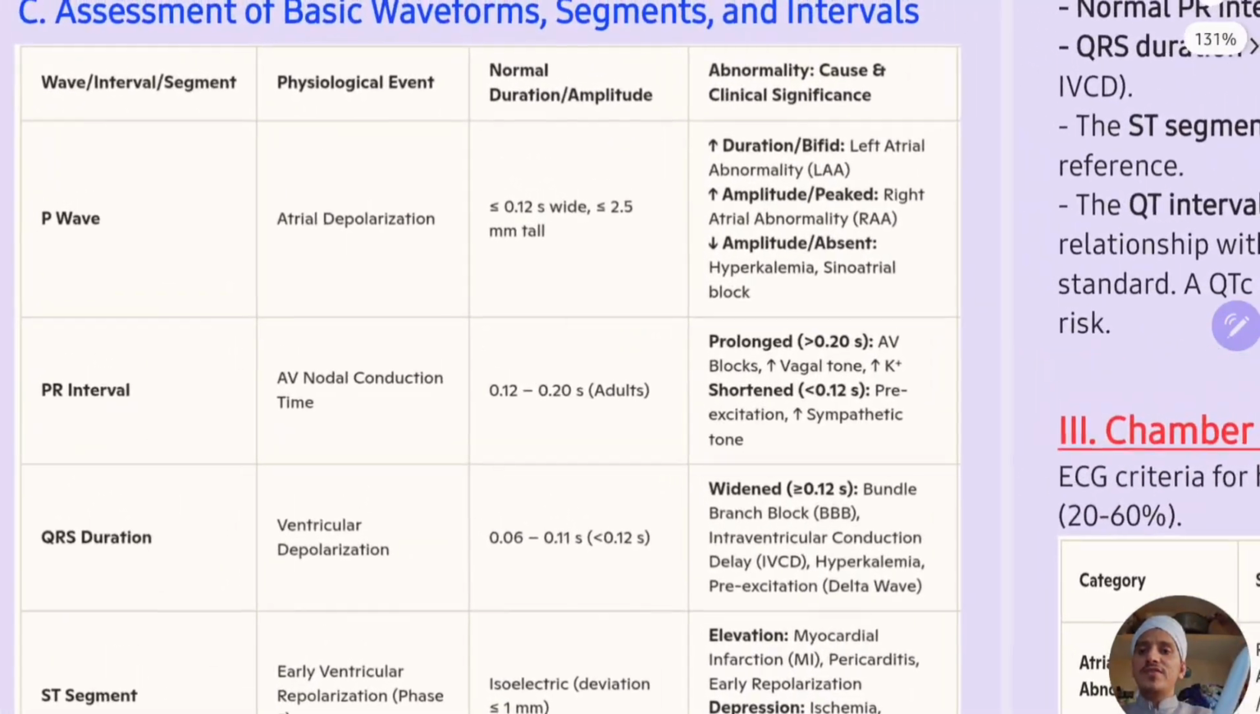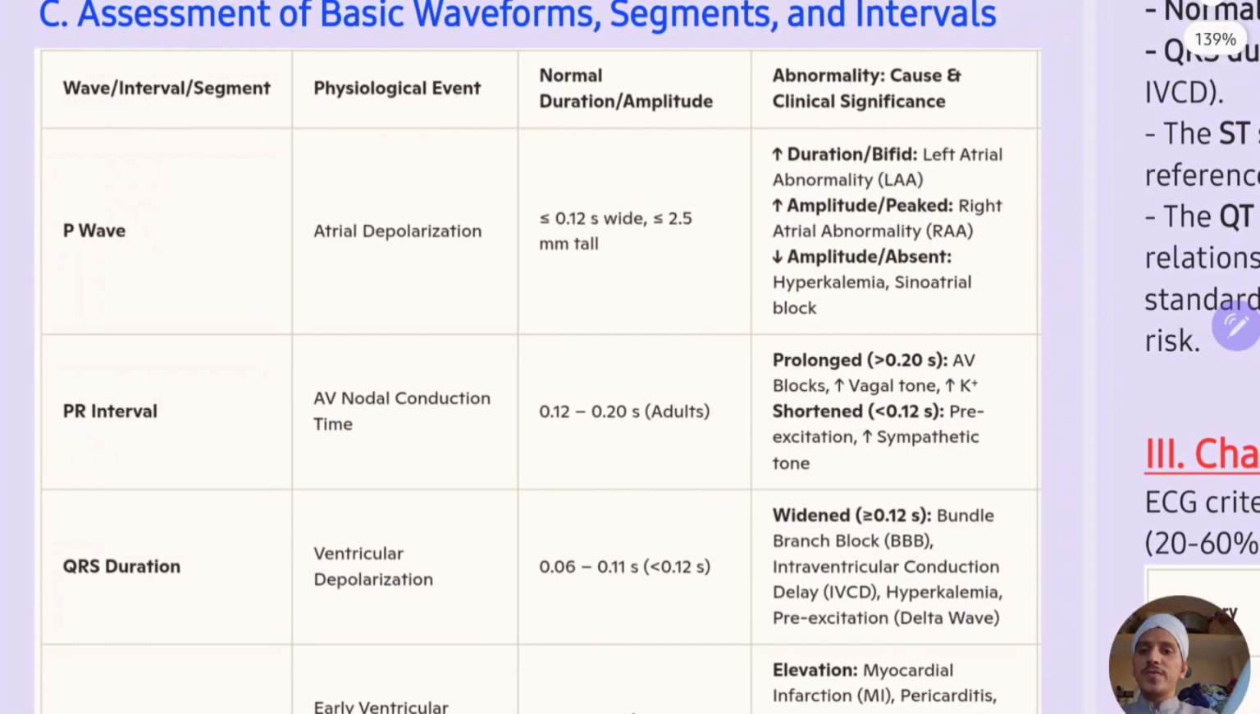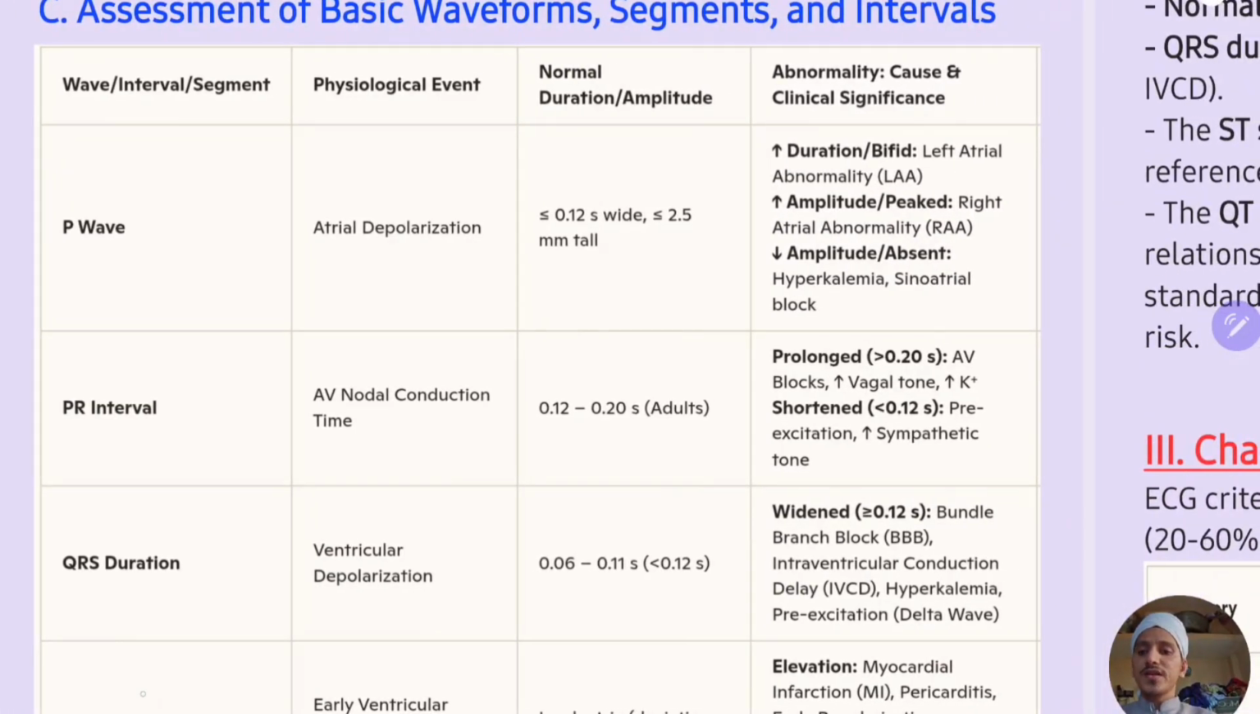So after that you have seen the rate and rhythm first. In rhythm you have seen whether it is irregular or regular, and sinus or non-sinus, and then axis deviation. Now you will assess the waveforms in the ECG, the segments and important intervals in the ECG. Now we will see about that.